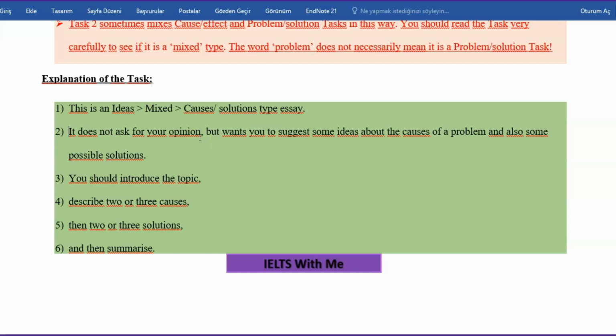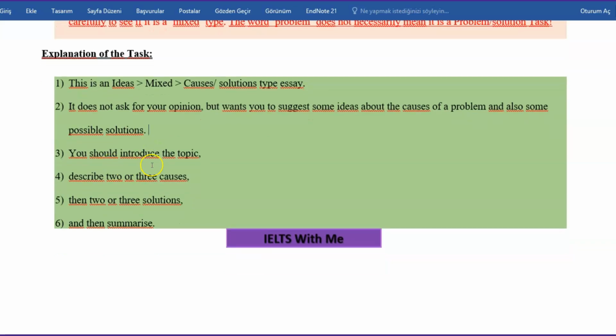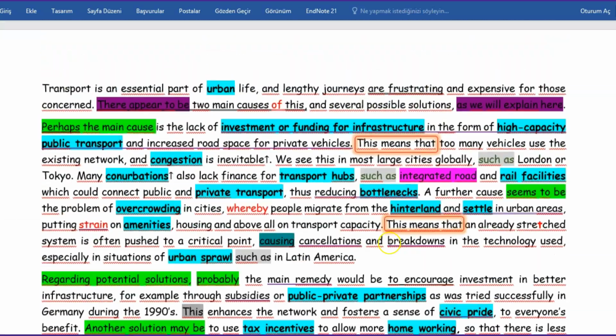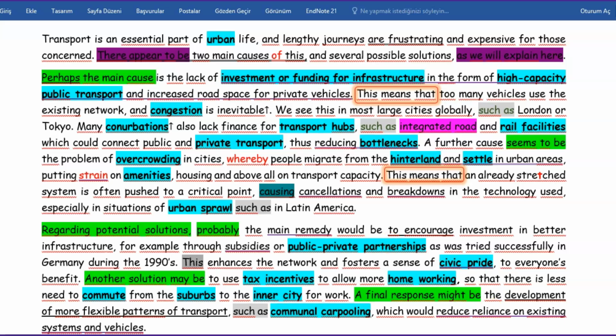This is not about something good or bad, something beneficial or not, but it wants us to offer some ideas about the causes of a problem and also some possible solutions. You have to be able to introduce the topic, describe 2 or 3 causes, and then 2 or 3 solutions. You have to be able to provide this, and at the end, you have to summarize your essay. Okay, now we are going to analyze a band 9 essay together and explain it in more detail, right?